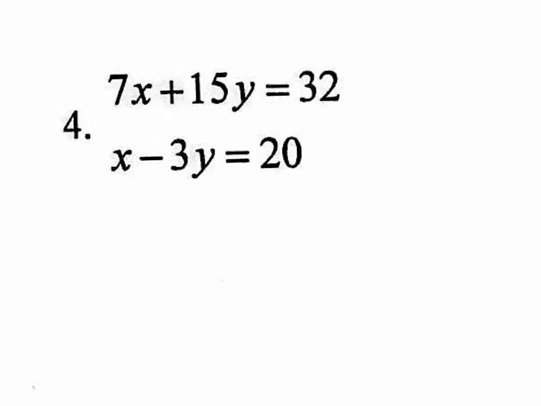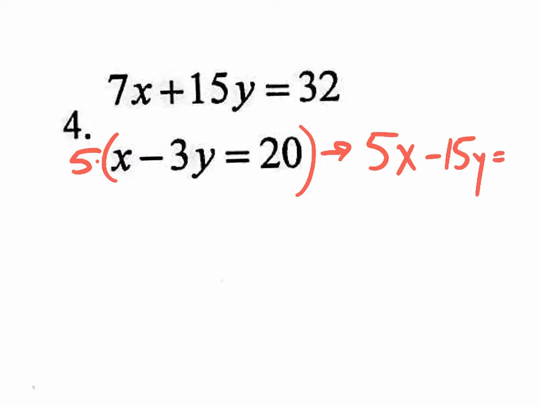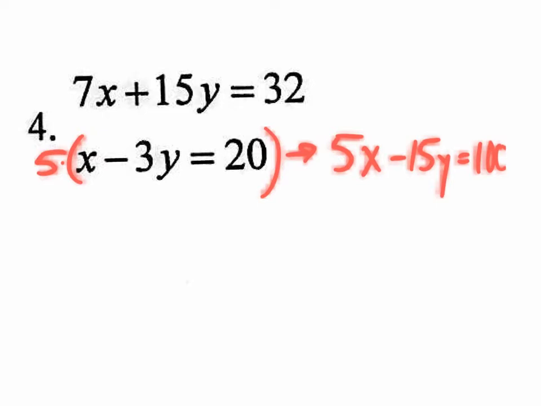So what I want to do is cancel out the y's this time. I want to multiply the bottom equation, and I always put parentheses and show my work. I want to multiply the bottom equation by positive 5. So I want to put a 5 times. And my new equation will become 5x. It'll become negative 15y. And it'll become 5 times 20 is 100. So my top equation, I'm not even going to modify it. It's going to stay the same. 7x plus 15y equals 32.